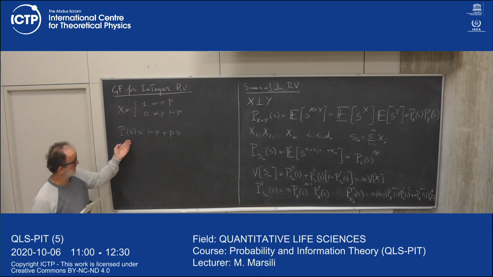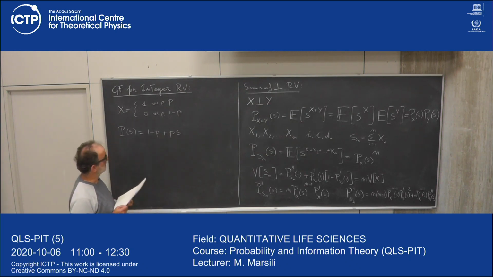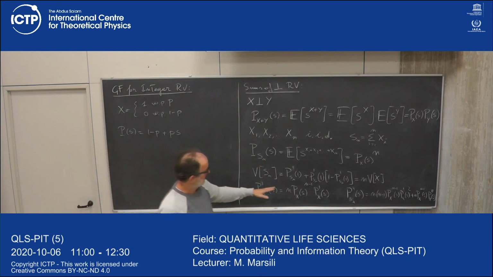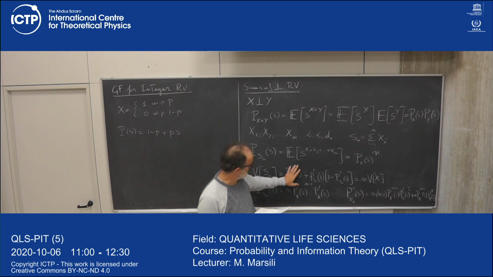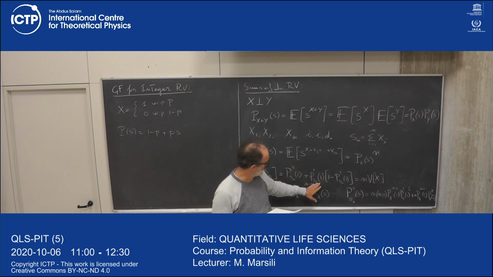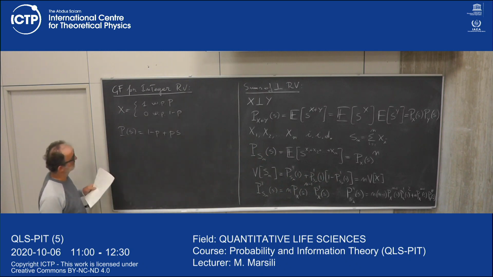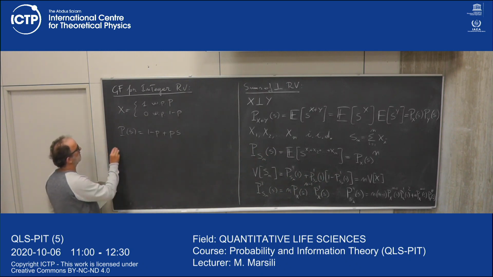Okay, so the expected value of x is equal to p, and you can use that equation and find that the second derivative is equal to 0, so that the variance is just p times 1 minus p, if you use that equation. So, what about Bernoulli trials?